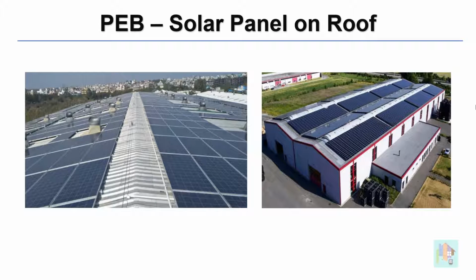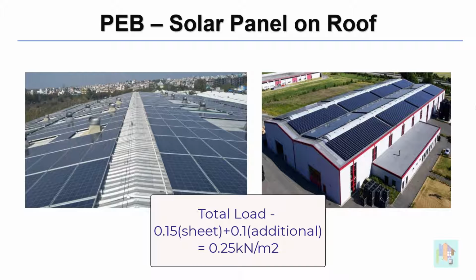For example, if there is any solar panel connected on top of the roof or an antenna, we need to manually calculate the weight of these components and apply the load directly on the roof or add this with the roof load. For this model, there is no such attachment and the total load intensity is 0.25 kN per meter square, 0.15 for unit weight of sheet and 0.1 for the additional non-structural elements.